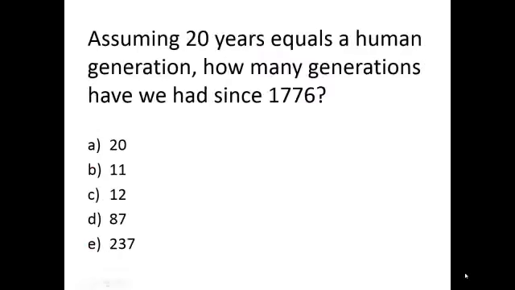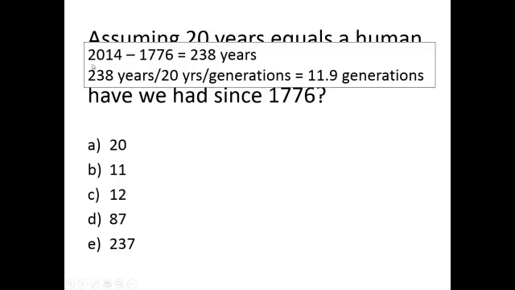So now I ask you what may seem like a really random question about human generations since the founding of our country in 1776. Or at least that's when the Declaration of Independence was signed. I promise I tie this into bacteria. So how do we figure this one out? This one's relatively easy. We take 2014, subtract 1776 from it, we get 238 years. We divide the 238 years by 20 years, which is 20 years per generation, and we get 11.9 generations.